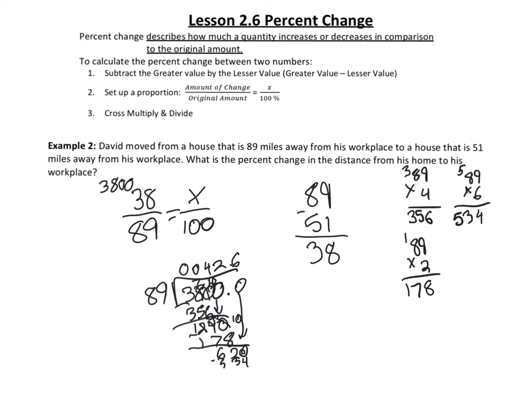So since we have 42.6, we know the old saying, if it's 5 or more, we up the score. 4 or less, we let it rest. So since 6 is 5 or more, we're going to up the score to 43%. Now, we have to see, where did we go up or down? 89 to 51. So since we went down, this is going to be a 43% decrease.